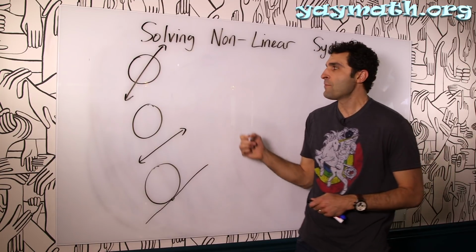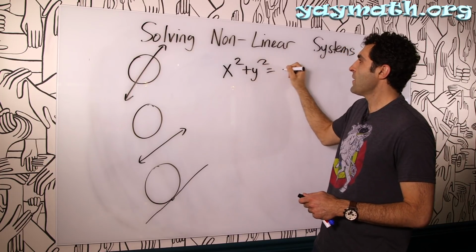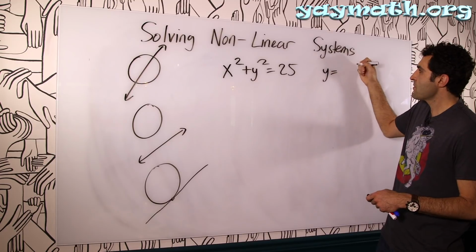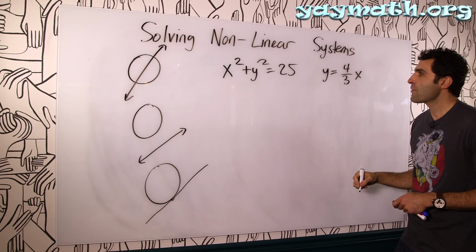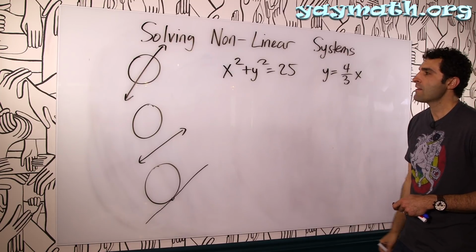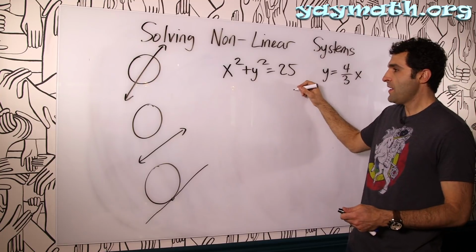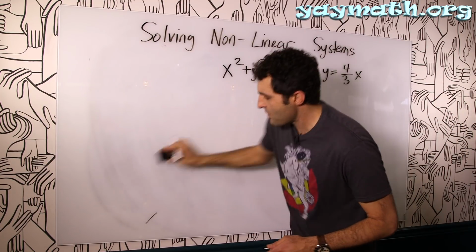So let's offer an example. Let's do the circle x squared plus y squared equals 25. And let's do the line y equals 4 over 3 x. That should work. So let's get a visual. Let's take off this little hieroglyphical thing and use the real estate.